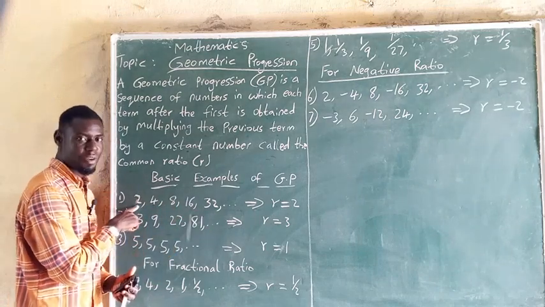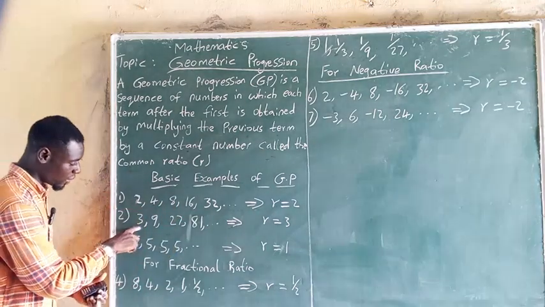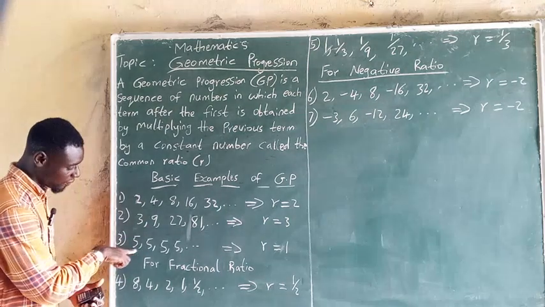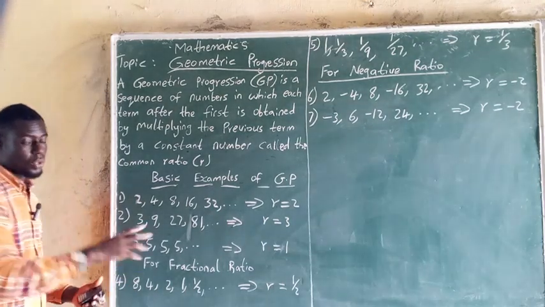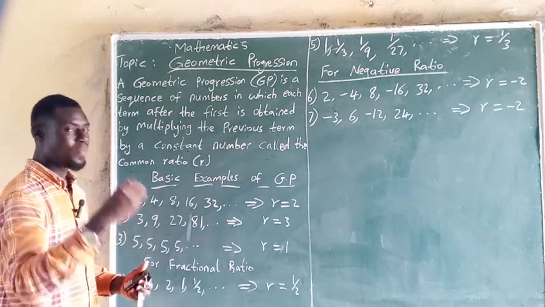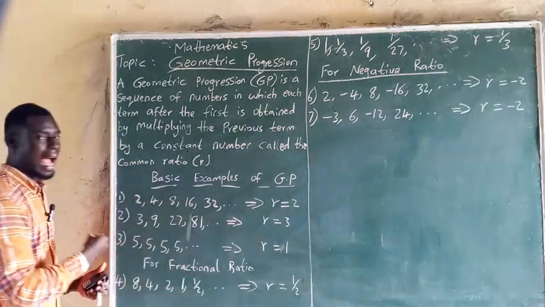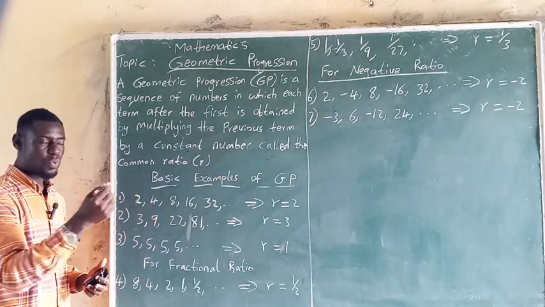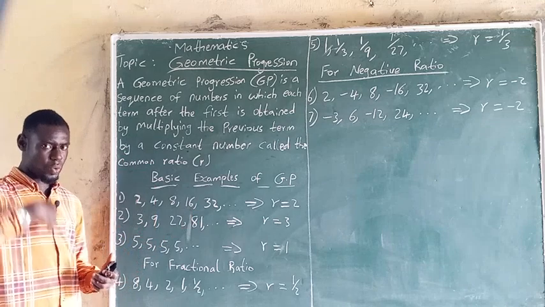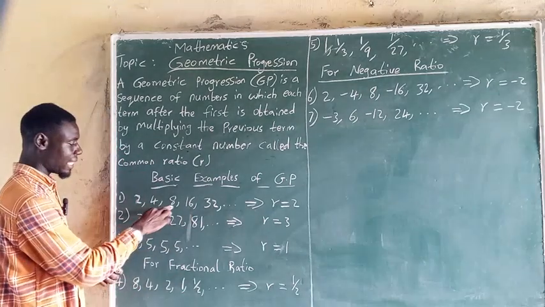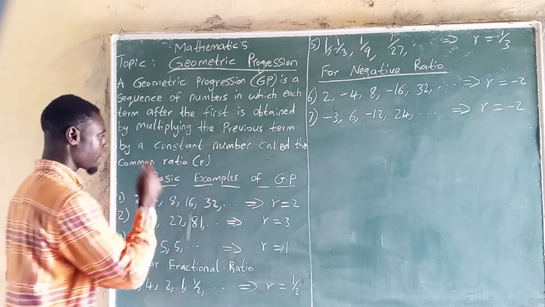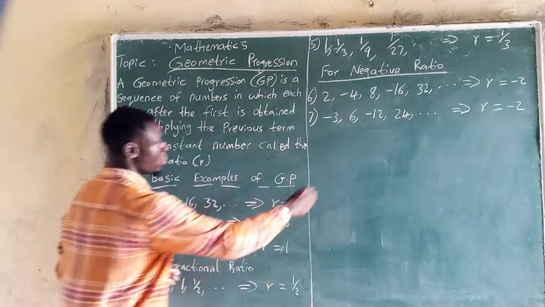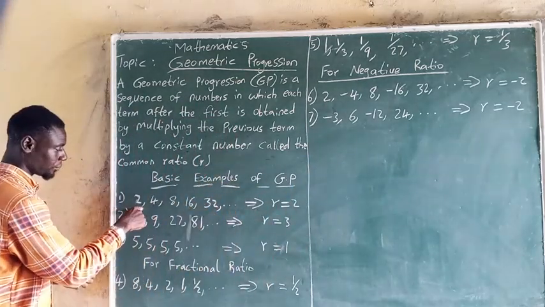Like this one, the first term is 2. The first term of this one is 3. The first term of this one is 5. The first term of this one is 8. So getting the first term is very simple. Now, how do we get our common ratio? Let me take this first one. There is a number you continue multiplying and you'll be getting the next one. How do we get it? This is what you're going to do. You are going to use the previous one.